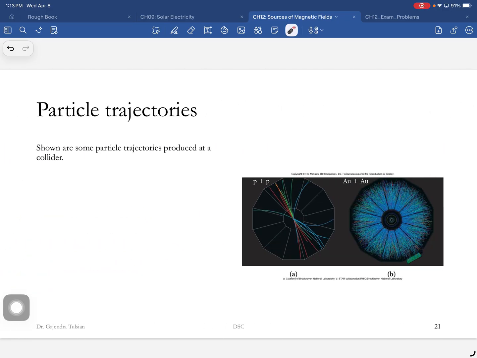All right, so here are particle antiparticle trajectories. Okay. And this is a proton-proton collision, and it's not as messy. Look at this. This is a gold nucleus colliding, and you have a mess that has to be analyzed.